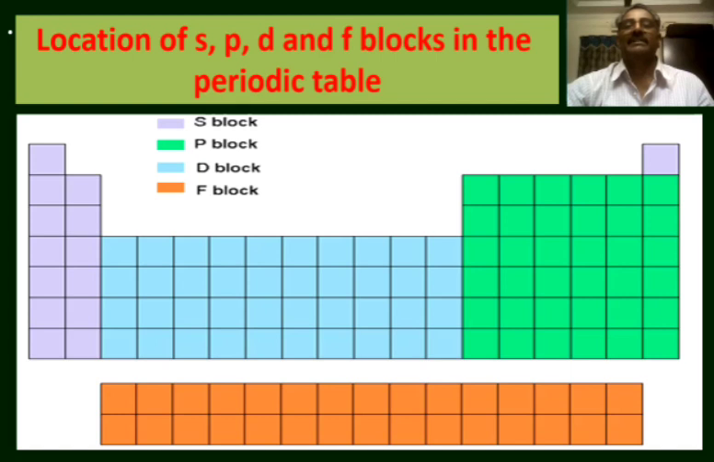If the differentiating electron enters the p orbital of the valence shell, that element belongs to the p block. If the differentiating electron enters the d orbital of the penultimate shell, that is the shell before the last shell, the element is said to be a d block element. If the differentiating electron enters the f orbital of the antepenultimate shell, that is the shell two shells before the valence shell, then that element is said to be an f block element.